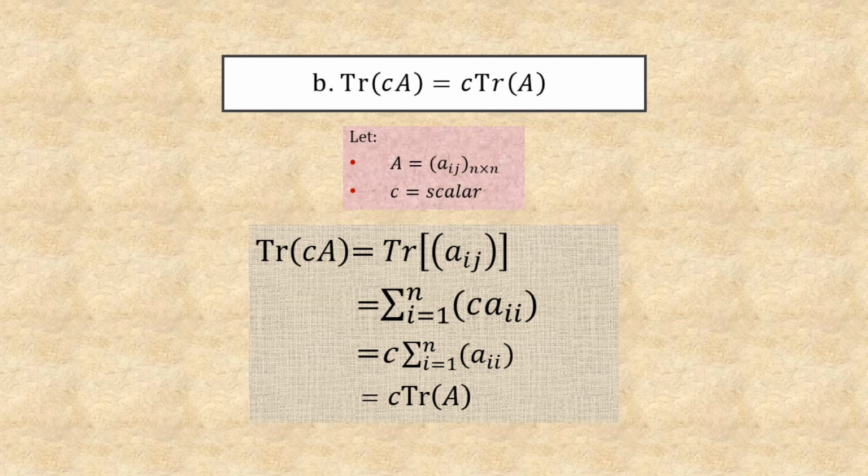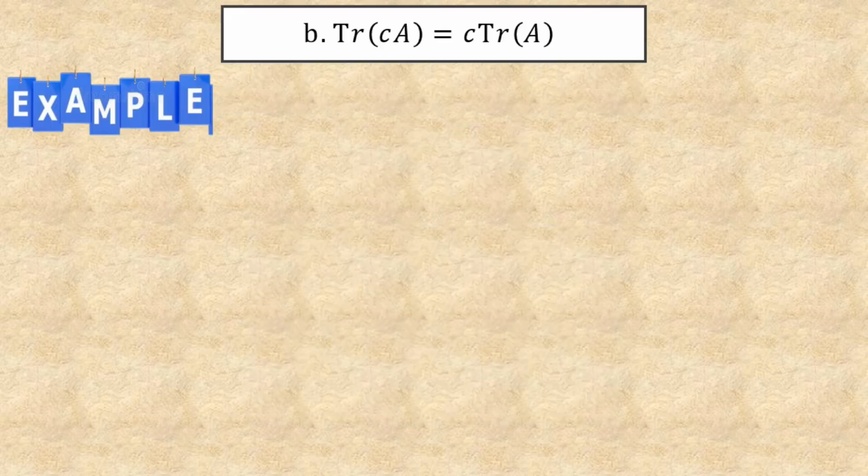This satisfies that the sum of the diagonal entries of a constant multiplied by A will be the constant multiplied by the sum of the diagonal entries of A. Let's try this example to see if this property is satisfied. Given matrix A is equal to 2, 4, 6, 8, 8, 2, and 10, 2, 2, and C, which is the scalar or the constant, is equal to 2.